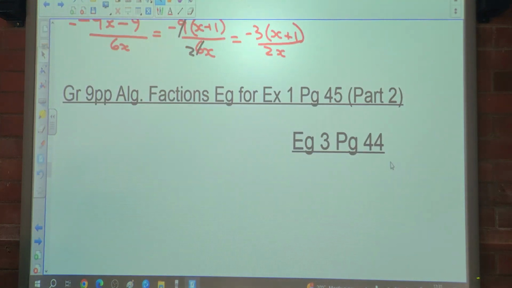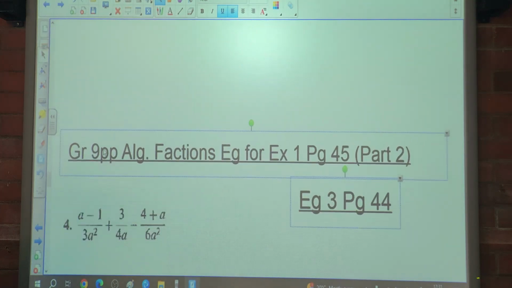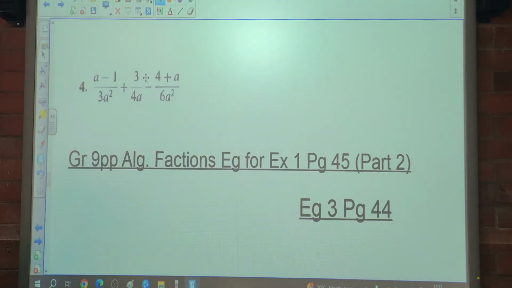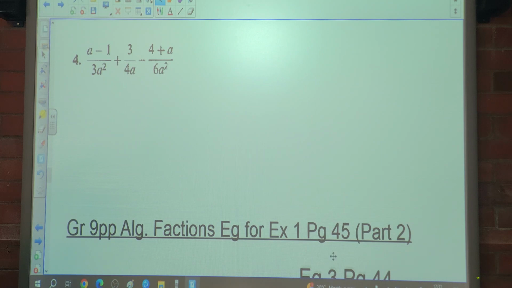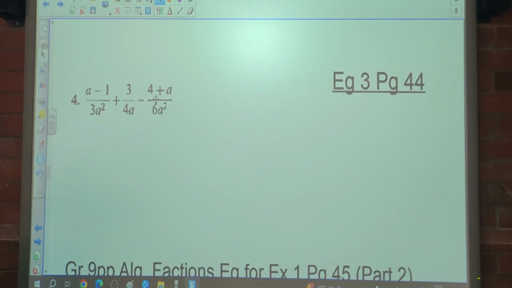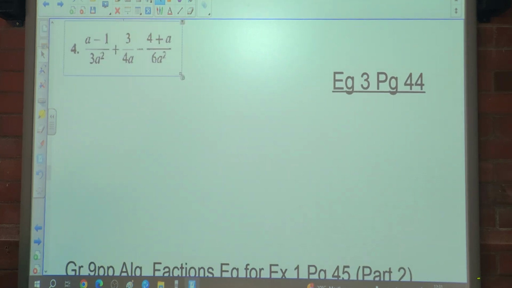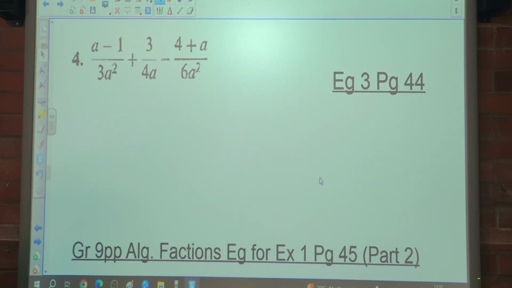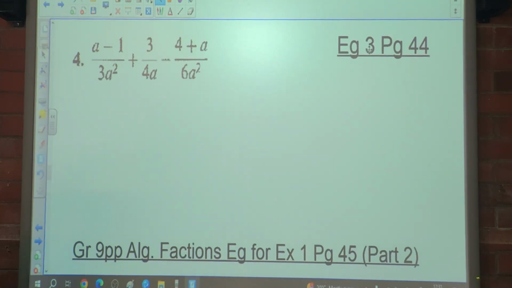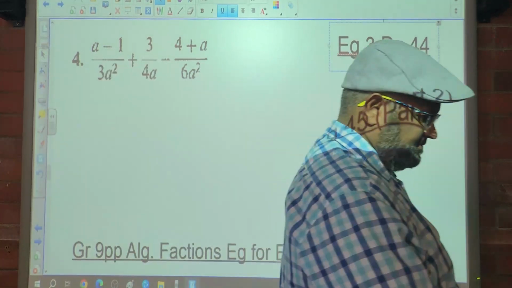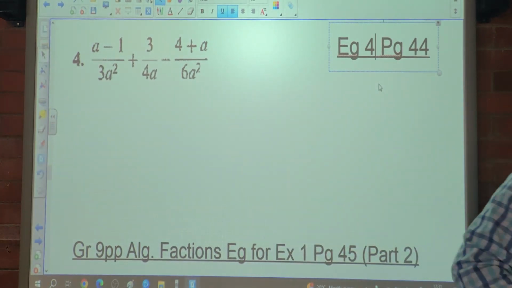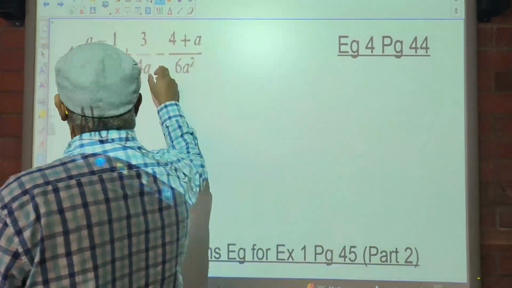Last question. Number 4. Example 4. Let's do this one together.